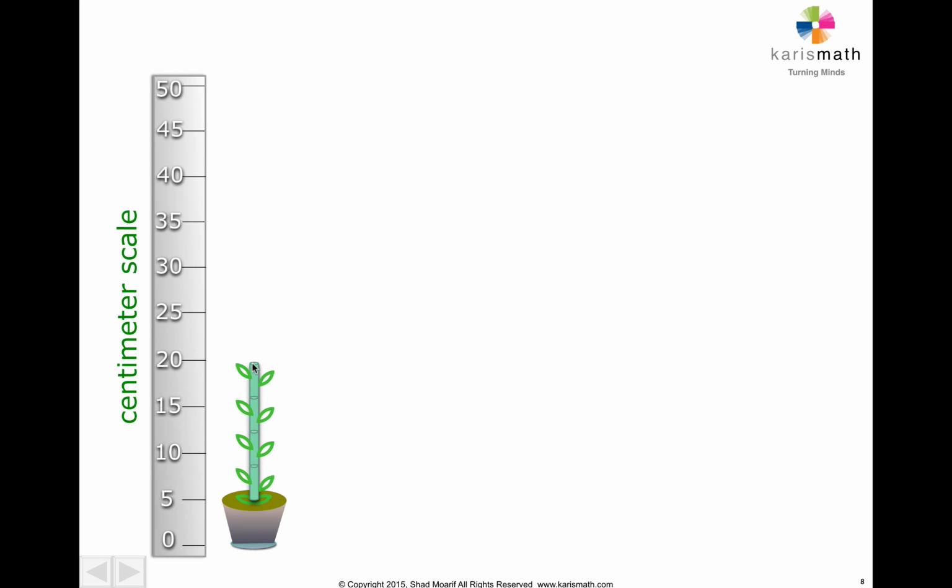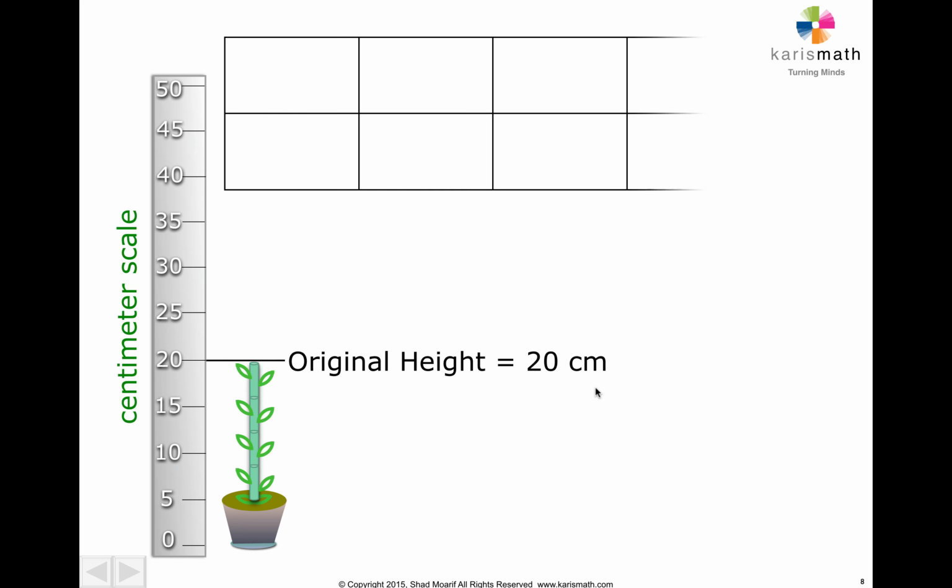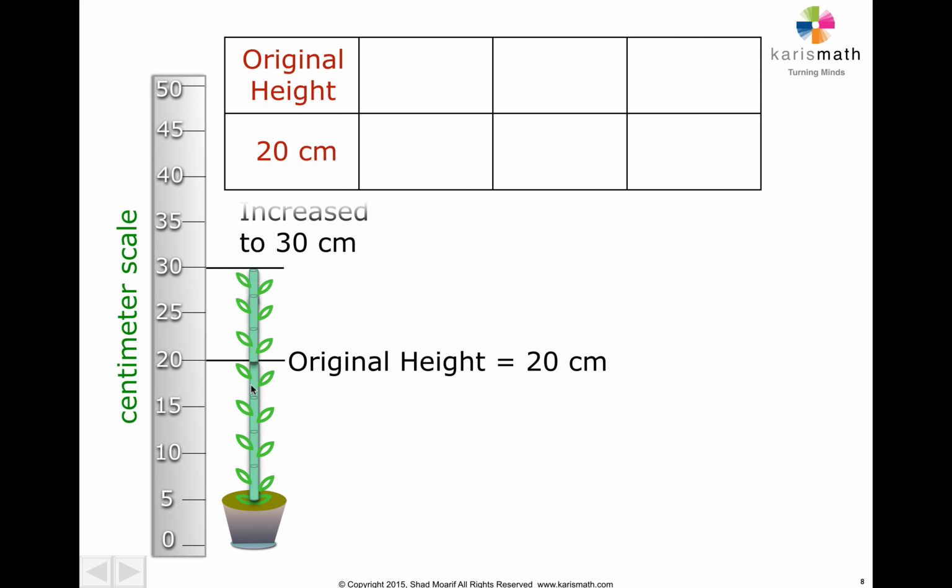You've got this plant that comes up to 20 centimeters. That was the original height, 20 centimeters. So let's write down and record the original height as 20 centimeters. Then some time passed and it grew and grew until it went up to 30 centimeters. So what was the new height? The new height is 30 centimeters. So the increase is how much? Obviously 30 minus 20, which is 10 centimeters.